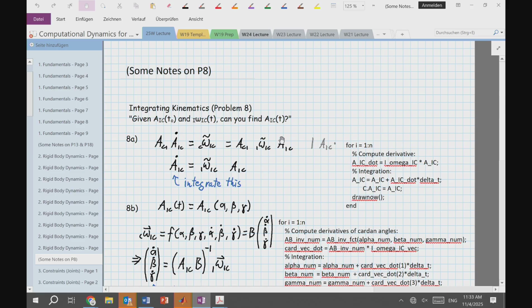And your task was to compute AIC as a function of t. So how does the transformation matrix change over time? Or in other words, how does the coordinate system change over time? And we did this two ways. Number one was this guy here. We simply took our equation that related AIC and its derivative with omega IC and solved that for AIC dot. And that gave us this expression, and then we integrated it.